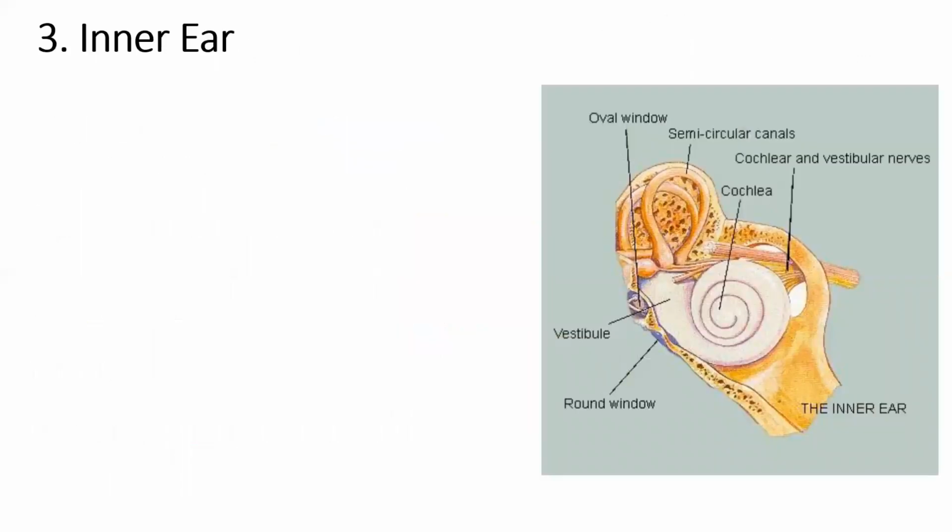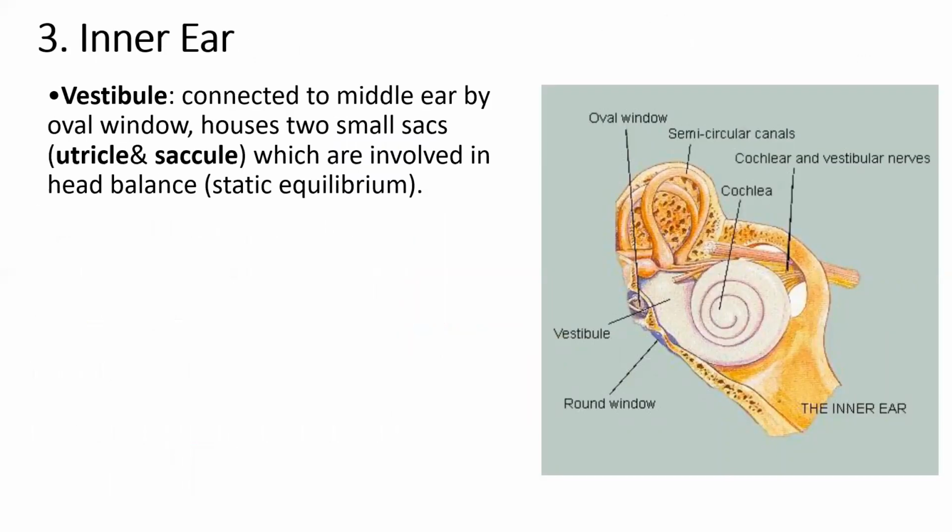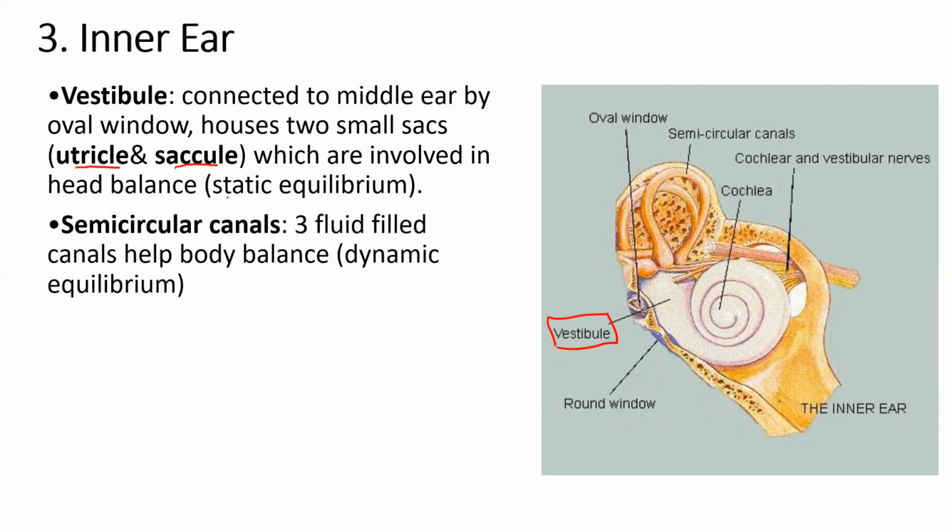Okay, inner ear. There's a picture of it. Vestibule, let's find it on the picture here. Connected to the middle ear by the oval window, houses two small areas, the utricle and saccule. And it's involved in what's called static equilibrium, one motion. Semicircular canals, here they are. Three fluid-filled canals help the body balance.